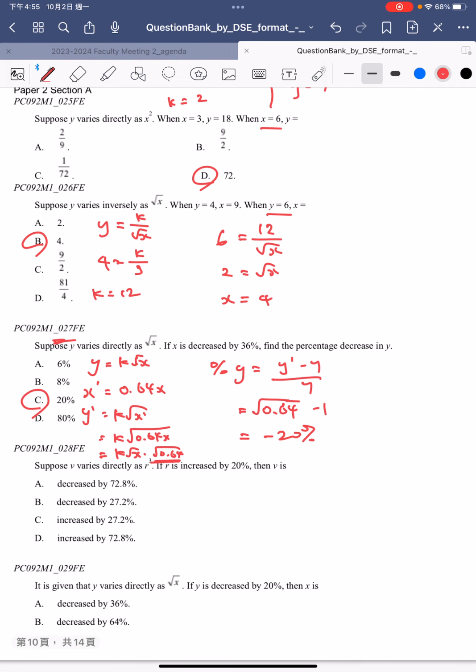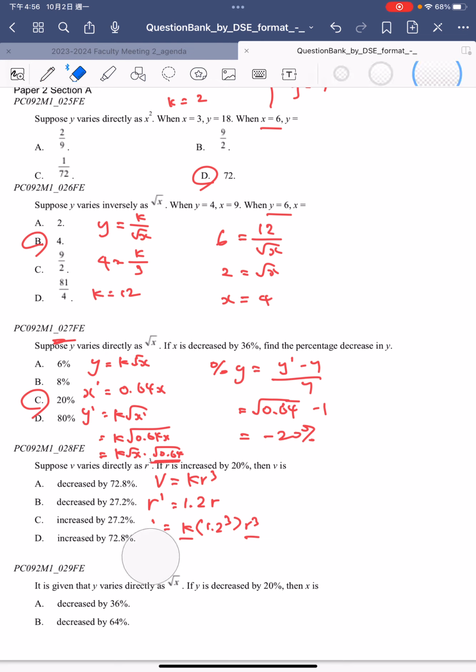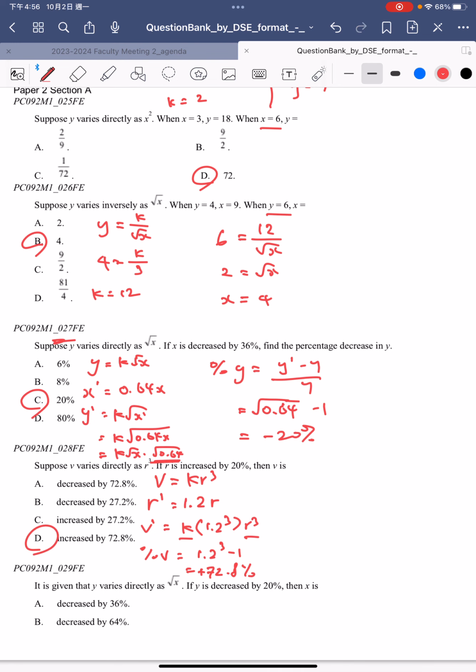And question 28, we have that v varies directly as r cubed. So v is equal to kr cubed, and the new r is increased by 20%, so we have 1.2r. The new v is equal to k times 1.2 cubed r cubed. kr cubed is the common factor, so the percentage change of v is equal to 1.2 cubed minus 1. Using a calculator, you can get 72.8%, and it's positive, so it should be increased by 72.8%.